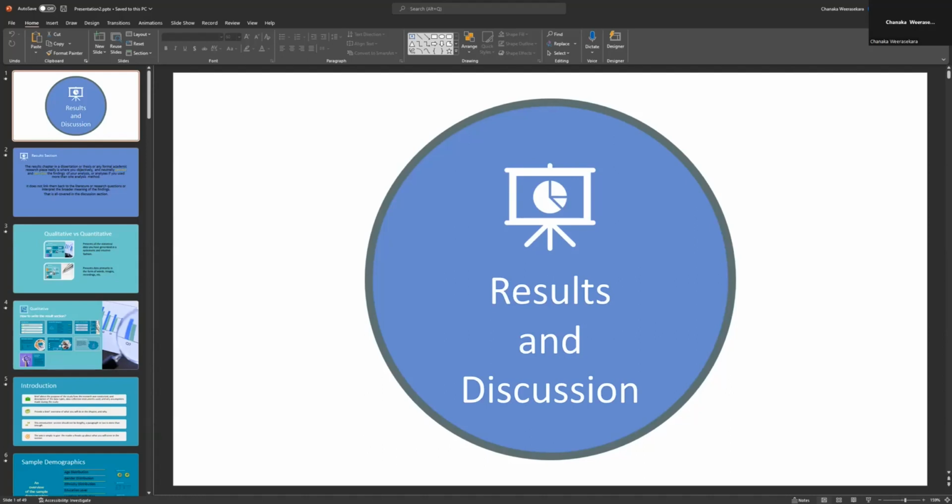It depends on the requirement of the particular university. So in our case, we normally define it as results and discussion, the fourth chapter. So your first chapter is introduction, second one is literature review, and third one is methodology, and fourth one is results and discussion, and fifth one is conclusion. I think you have already gone through all the other chapters because we already have conducted those sessions.